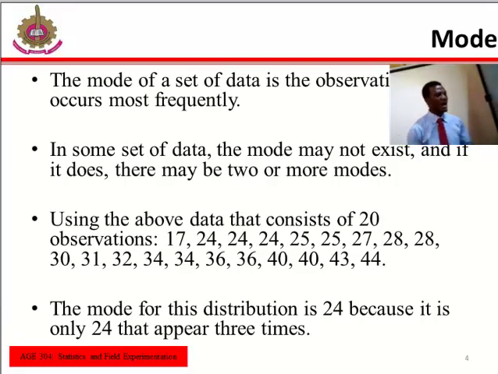But if we have one, two, three or more modes in a particular distribution, then it is called unimodal, bimodal, trimodal, or multimodal, respectively, as the case may be.